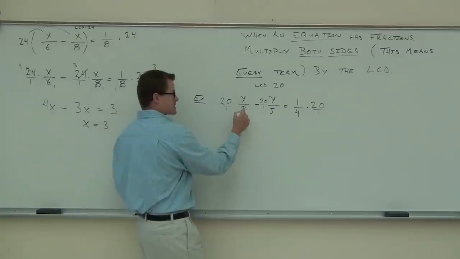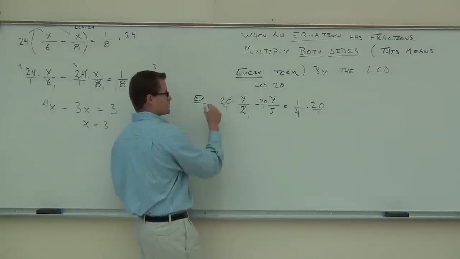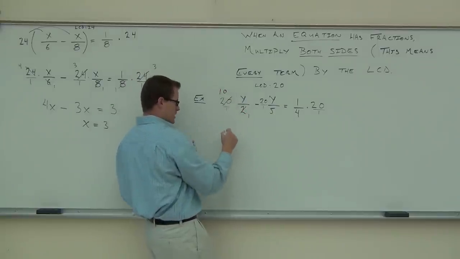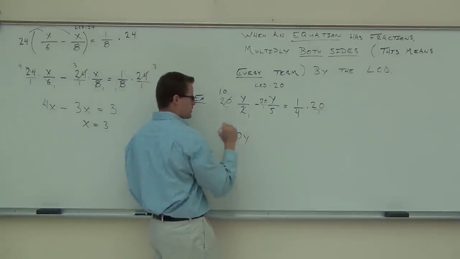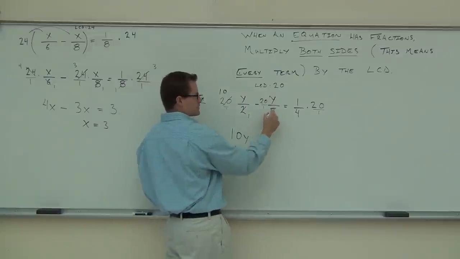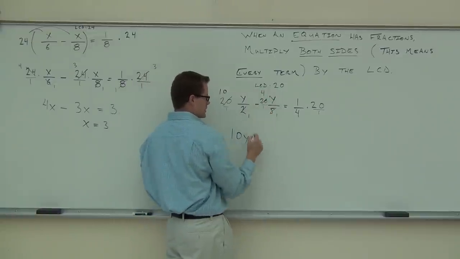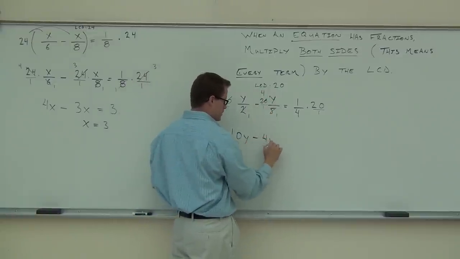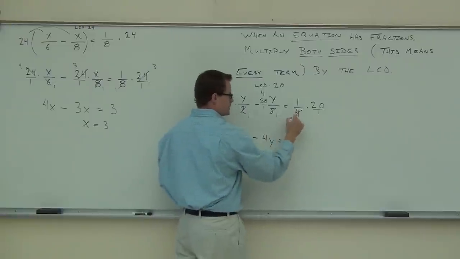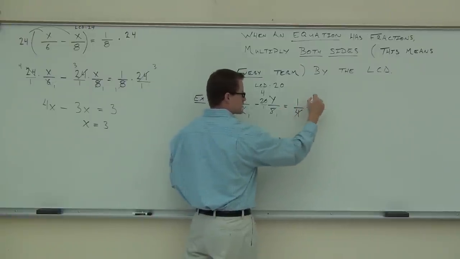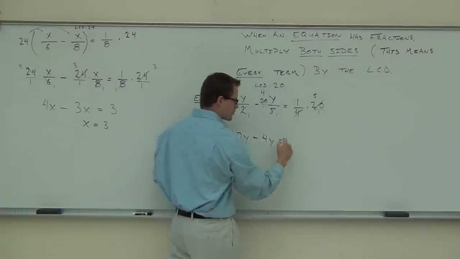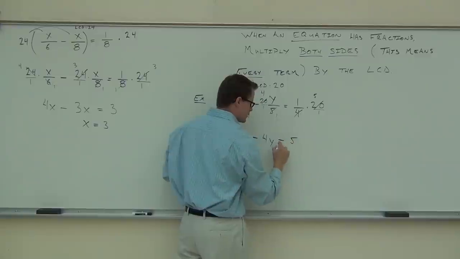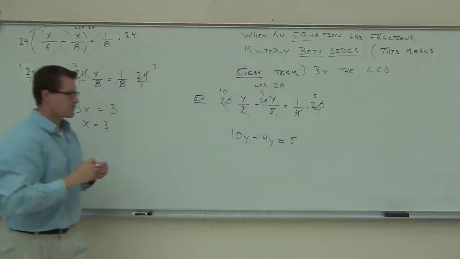What do we get when we simplify our 2 with our 20? 10. Perfect. So right down here, we're going to have our 10y. And our 5 with our 20, what's that give us? 4. So we'll still have our minus 4y. And lastly, on the right-hand side, again, 4 with 20 gives us 5. So 1 times 5 over 1, we're going to get our 5. We done yet? Yes.